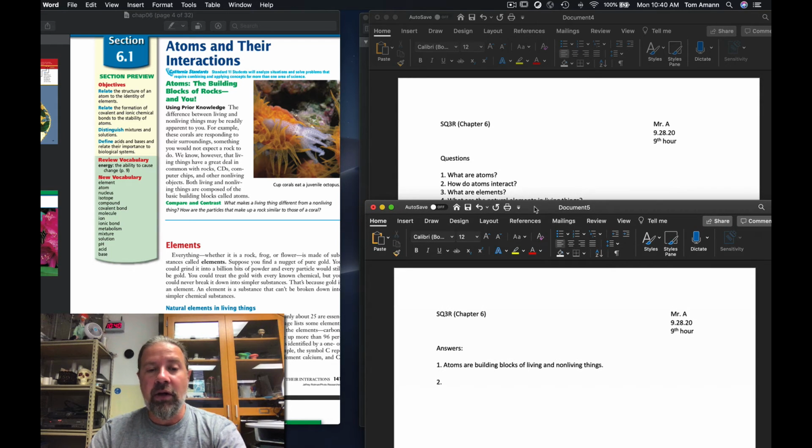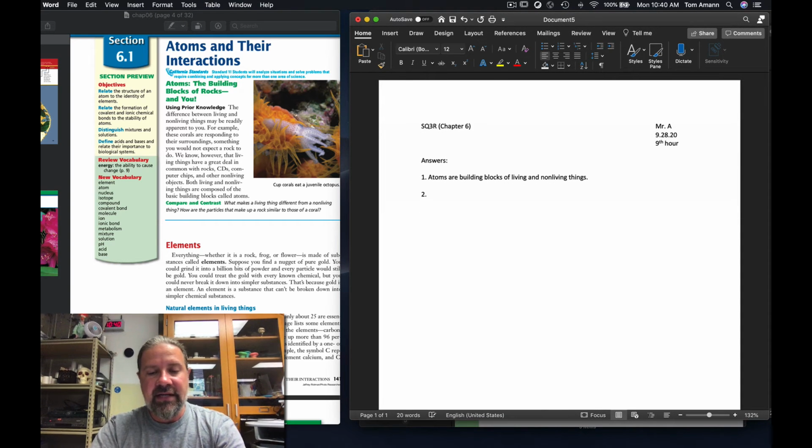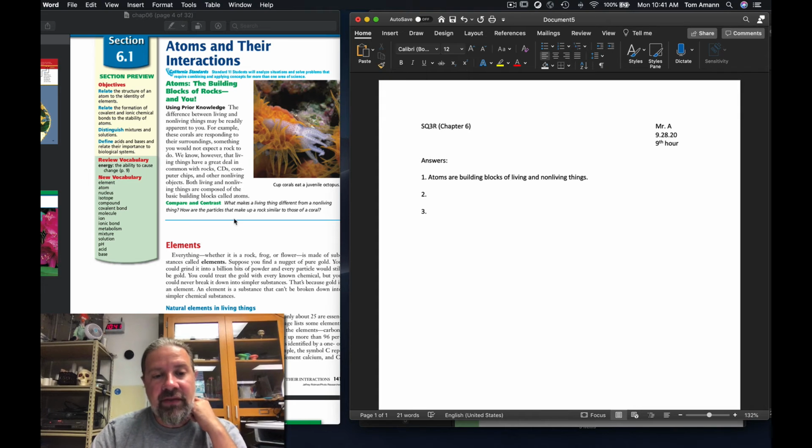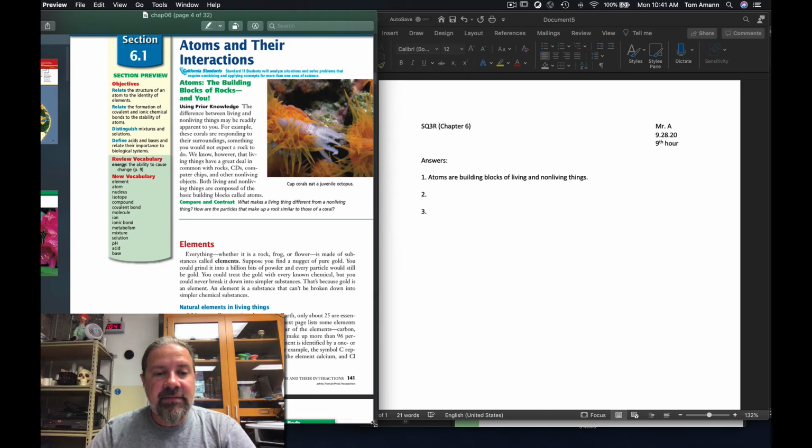And the third one is, what are elements? Let's go ahead and see if the answer to that is here in the text. Whoops, let's go back to 3. Okay, it says, everything, whether it's a rock, frog, or a flower, let me make this a little bit bigger, is made of substances called elements.